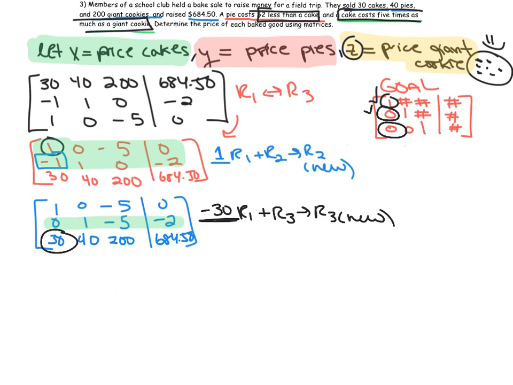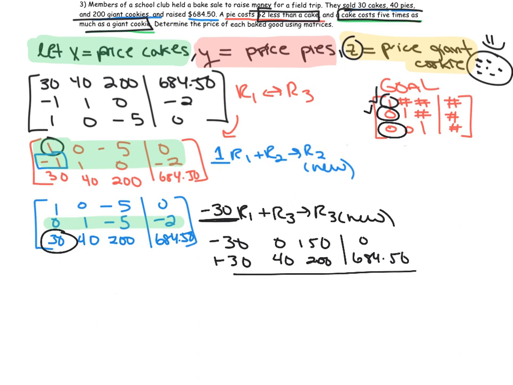So let's do it. I'll have negative 30, 0. Negative 30 times negative 5, that's 150, I have 0. And I'm adding that with 30, 40, 200, and that's 684.50. So we're just adding those rows. This, as we wanted, was a 0, as planned. That's the point. 200 plus 150 is 350. And we have 684.50. So there's your new third row.